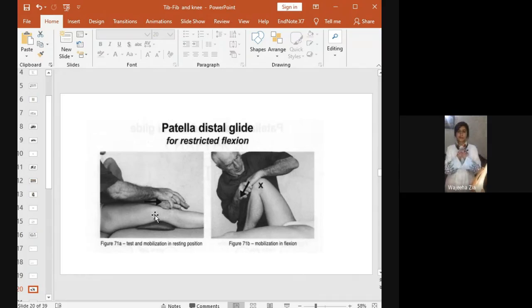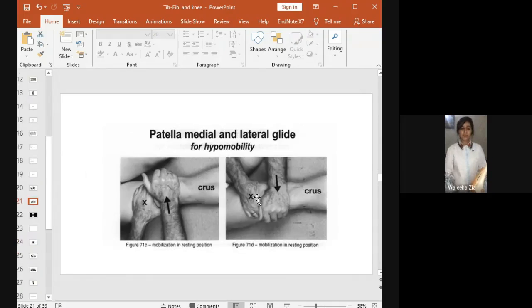Now with the hands, make a cup with your hand and apply the distal glide towards the patient's foot. But in case the patient's flexion is limited, keep the leg in the limited end range and apply the inferior glide. As you can see, this is the actual resting position of the patient, and the inferior glide is applied for the improvement in the flexion.